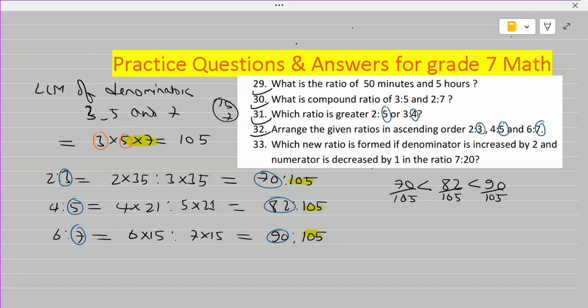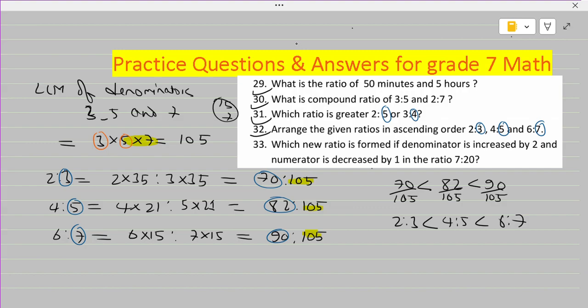So this way we compared the given ratios by arranging them in ascending order, and their actual values are 70 by 105, which is 2 is to 3, and 82 by 105, which is 4 is to 5, and 90 by 105, which is 6 is to 7. So these are already arranged serially, right? So that is the answer we got.